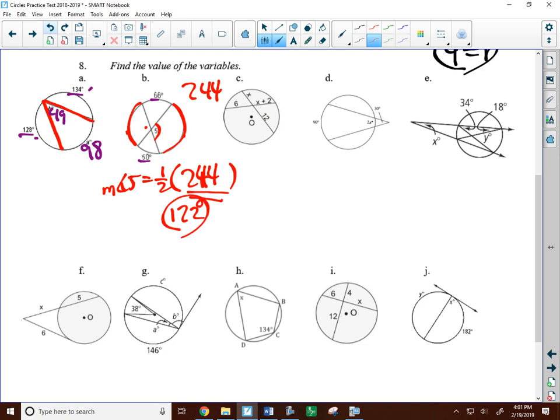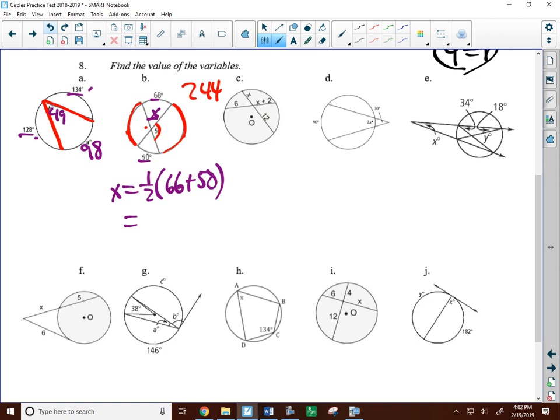Sometimes we have problems where we do know the individual ones, but this is just for the sum. Another way to do this one, I'll show very quickly, is do the normal formula to get, I'll call it x here. X is half the sum of 66 and 50. So when you do that, you would get 58. Then you could subtract from 180, because these two make a straight line, and you would get the 122.